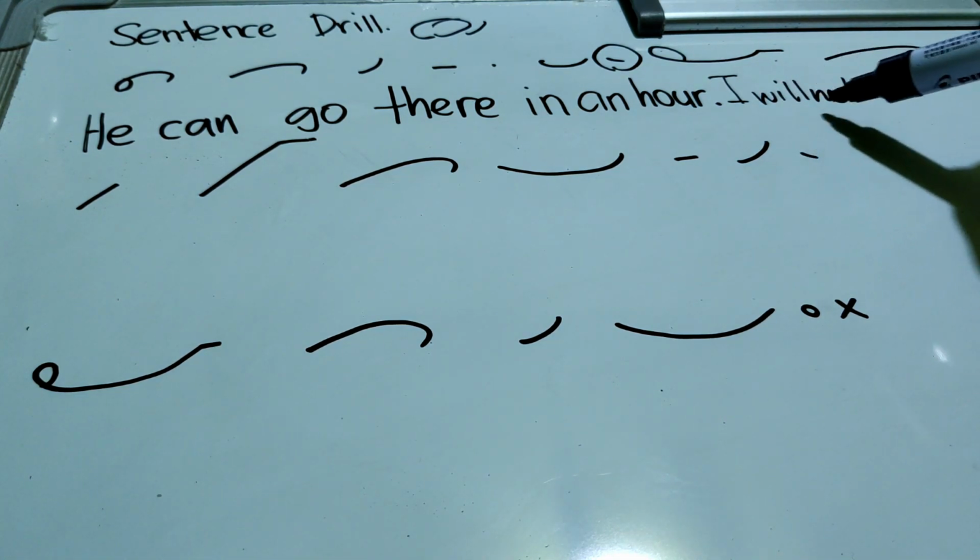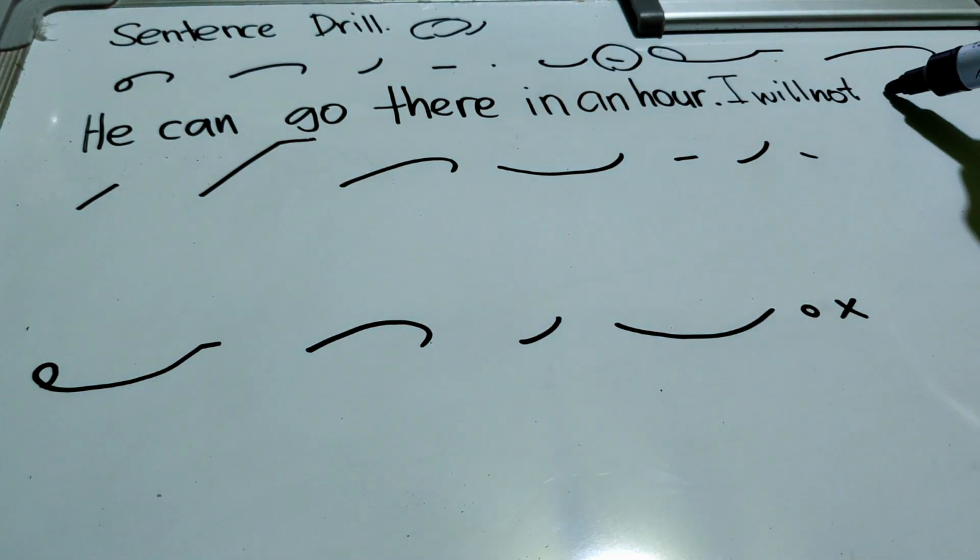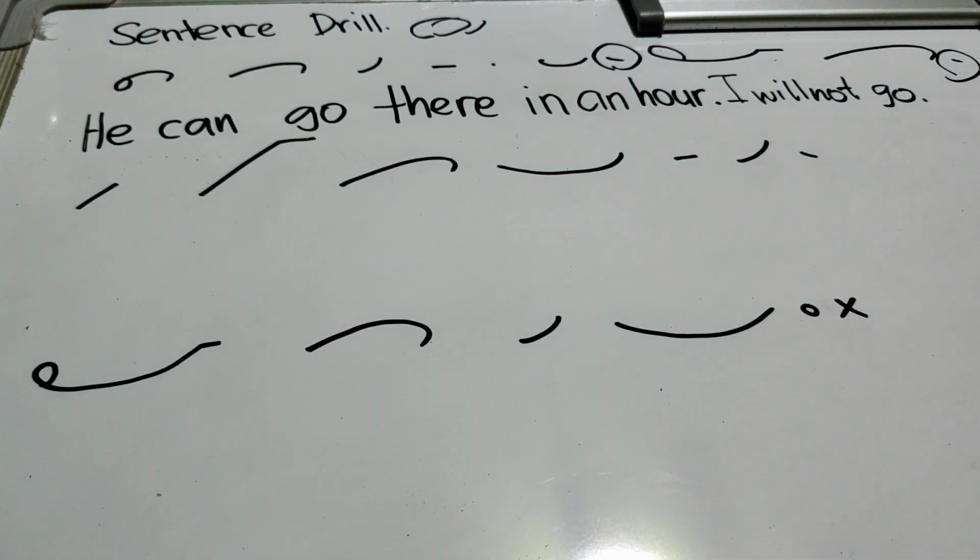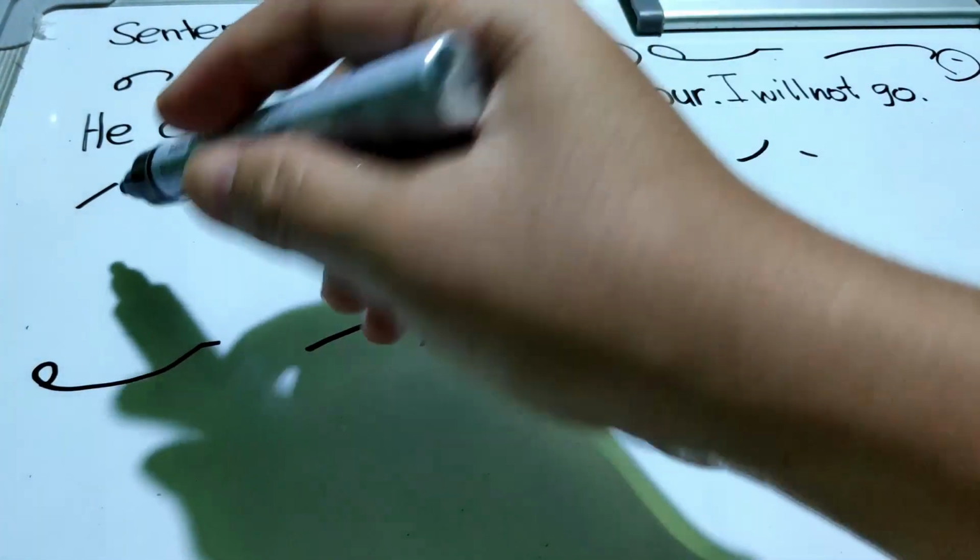So from your sentence, the start of your sentence is I will not. So maingon ba kag I will not good? So maingon jud kag I will not go. So matranscribe nimo siya as go. And then kanida yon is the punctuation, the period. So mana siyang he can go there in an hour. I will not go. So nakuha. Next nga sentence drill.